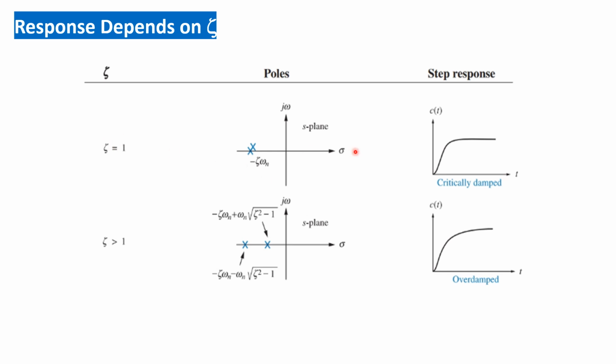If chi is equal to 1, that's a critically damped system, and the two poles will lay on top of each other. If chi is greater than 1, that's an overdamped system, and you'll have two poles that lay on the real axis in the S-plane.